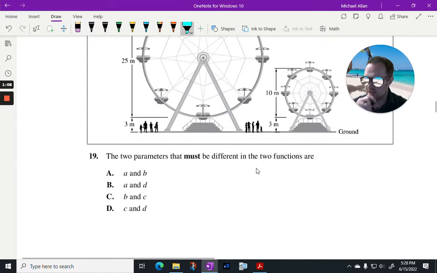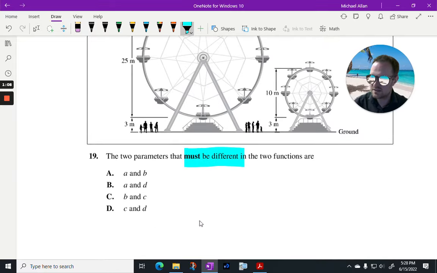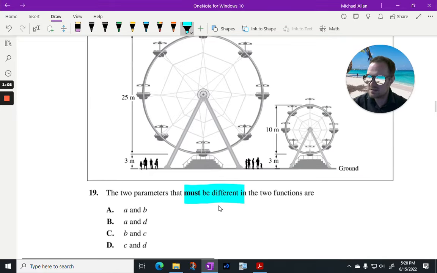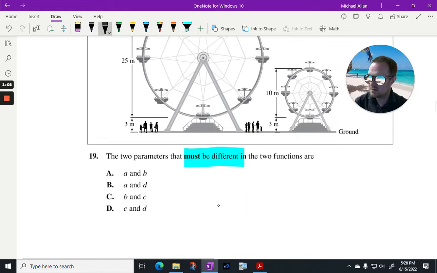And down here, we're just thinking what must be different. So if the b is the same for both, I can cross off anything that has a b in it. So I'll cross this one off and I'll cross this one off. So now we just have to figure out, is it the A or the D, or the A or the C, because it looks like the D is different.